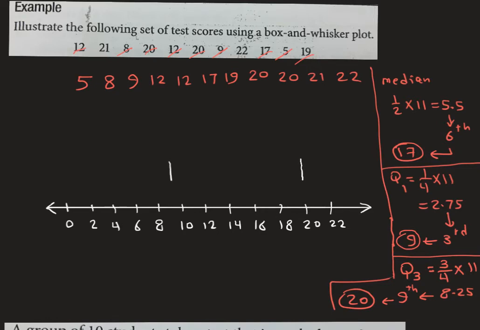Median 17, between 16 and 18. Then draw the box. It's better to use a ruler. Now the least value 5, between 4 and 6, and the greatest value 22. This is the box and whisker diagram.